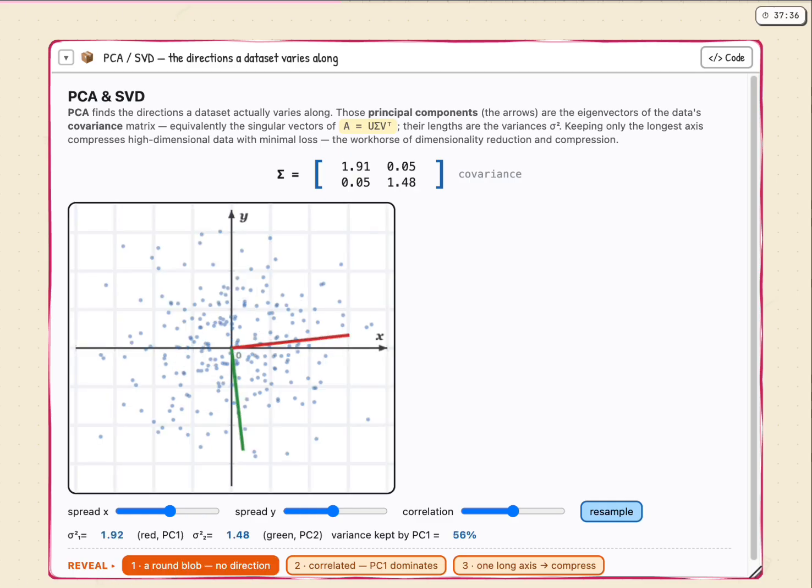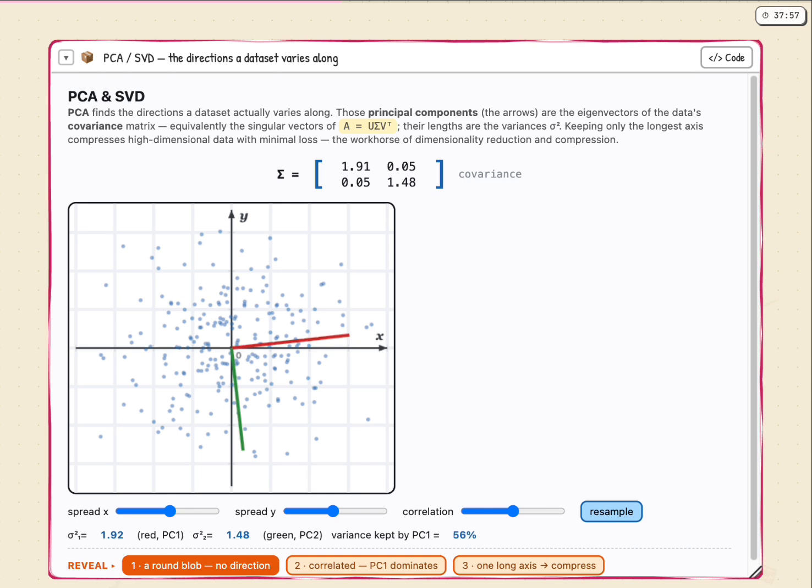The red arrow points along the direction of greatest variation. That's the first principal component. The green arrow points along the next, and notice it's perpendicular to the first. These arrows are exactly the eigenvectors of the data's covariance matrix. The lengths are the variances, how much the data spreads along each.